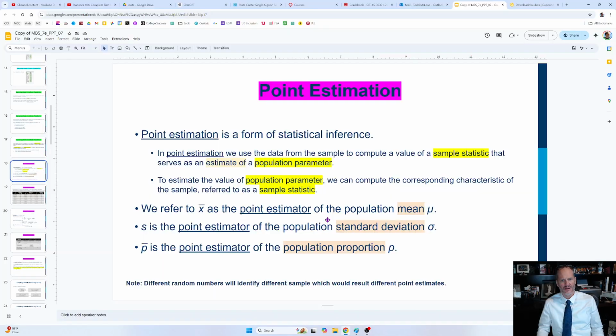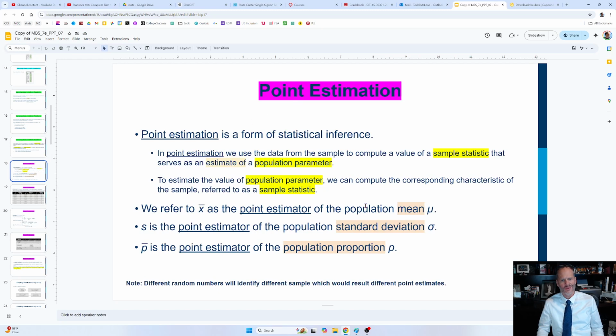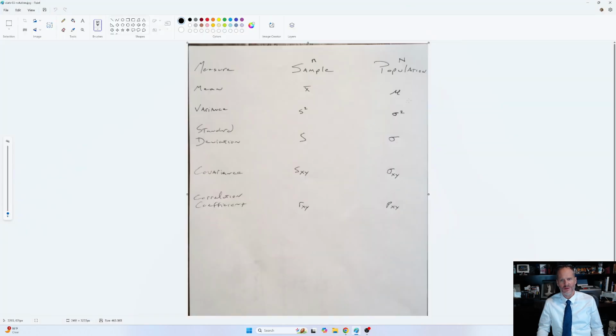We have that here in our diagram. Here we have our population and our sample and the different notation. X bar is what we use when it's a sample, and mu is what we use when it's a population. So for the mean, if it's a sample, we say X bar, and if it's a population, we say mu. But the sample mean X bar is a point estimator of the population mean. It's just a new word for stuff you already know.